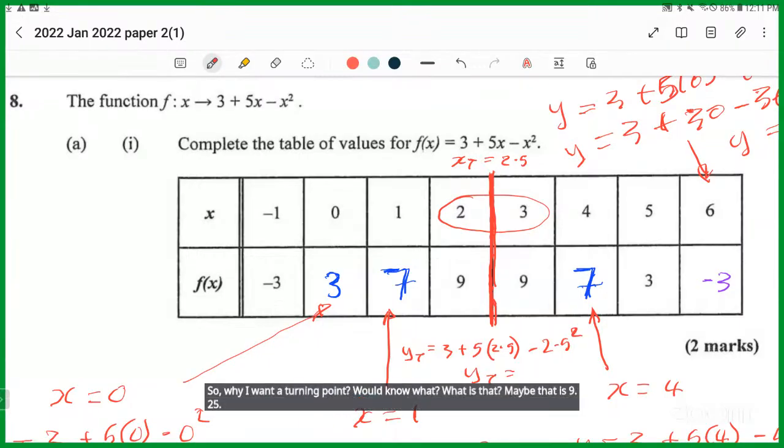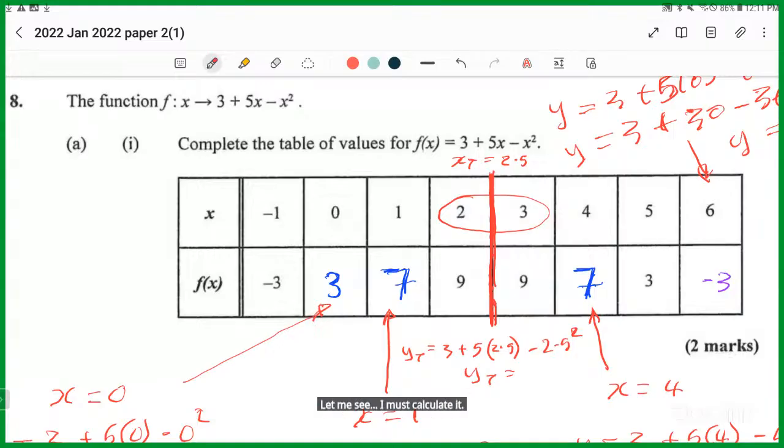Let me see. Let's calculate it. Let me just calculate it on my phone. Or somebody can calculate for me. Something higher than 9. I think it's 9.25. Alright, so it is 3 plus 5 times 2.5 minus 2.5 squared. See there, 9.25.